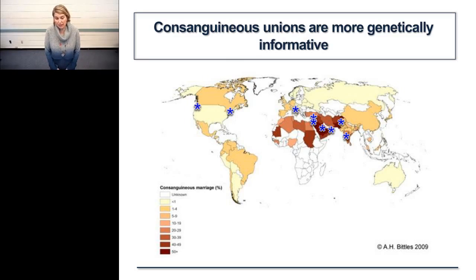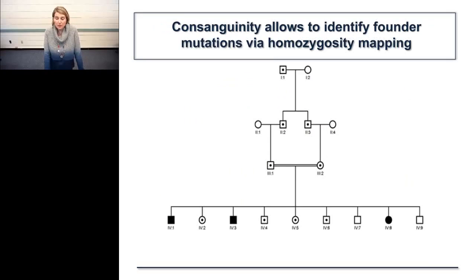And this is a map of where consanguineous marriages happen around the world. They're most frequent around the world, and the blue asterisks are where some of our major collaborators are located and where our families are collected. So why do we do this? The reason why we do this is that studying a family which is consanguineous, like this first cousin union, allows us to use a genetic trick.